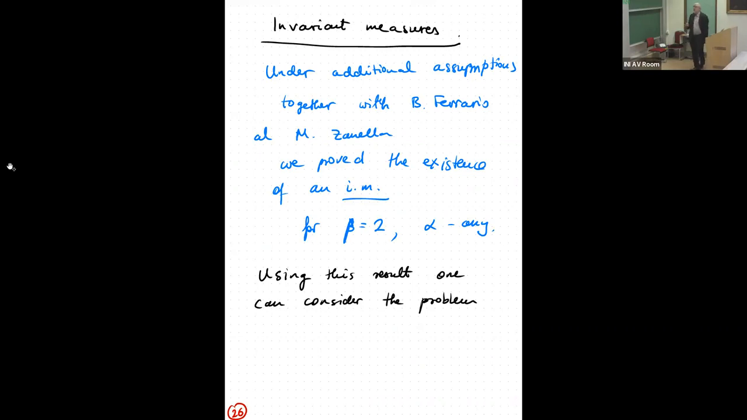So I wanted to say something about invariant measures. In the previous work, we already made assumptions such that the L2 norm is preserved. But this assumption turns out to be not necessary. You can remove it, replacing it by some natural assumptions. And using some such assumptions, with Benedetta and Margherita, we proved that there exists an invariant measure. And we proved it again for the non-fractional case. So the question is what happens for the fractional case and for any polynomial.